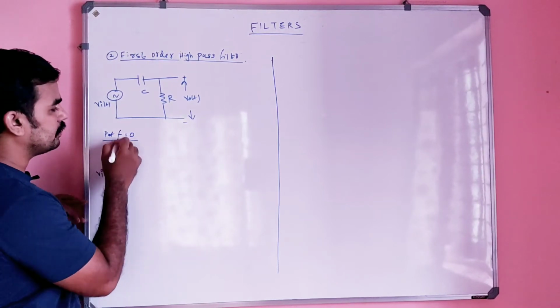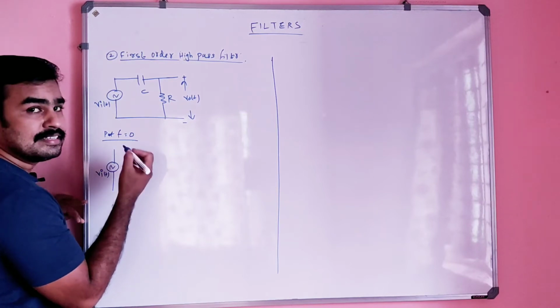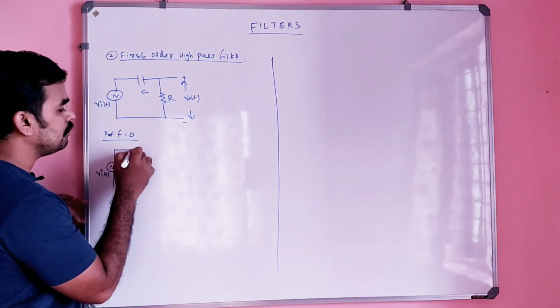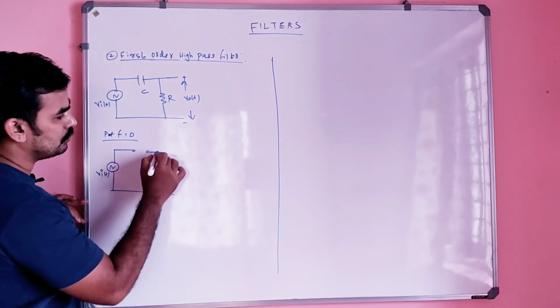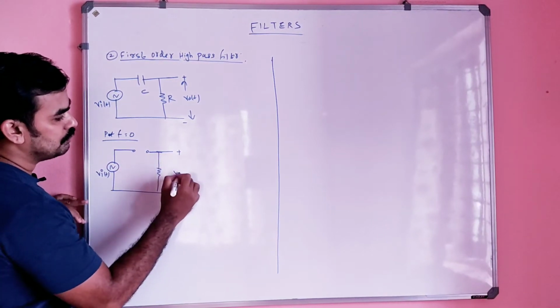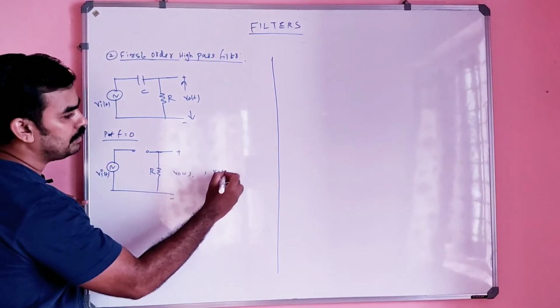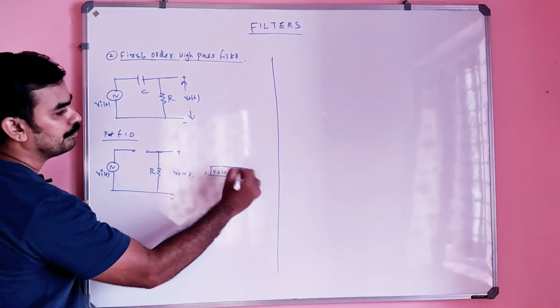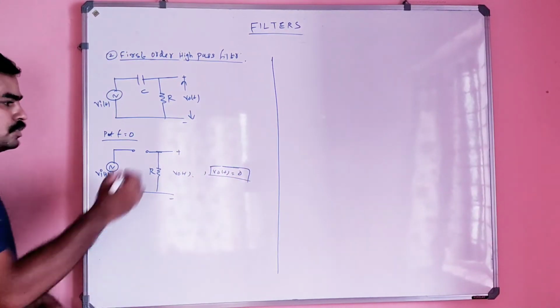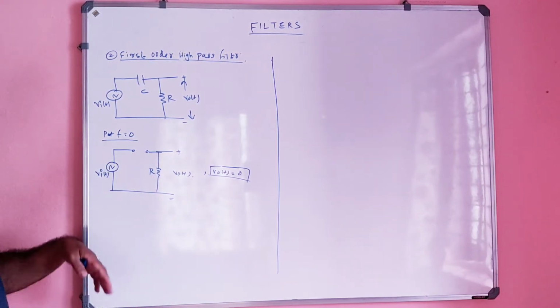f equal to 0 means X is equal to infinity, right? So this will be open circuit. And that R will be there. There is no change in R. And this will be V0 of t. So from this, V0 of t is nothing but 0 because it's open circuited in between. So there is no output.